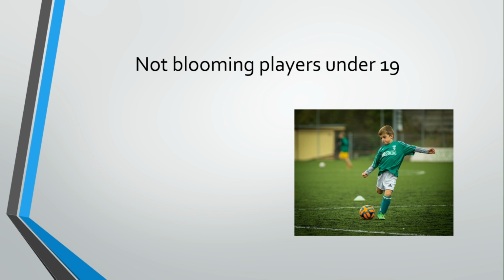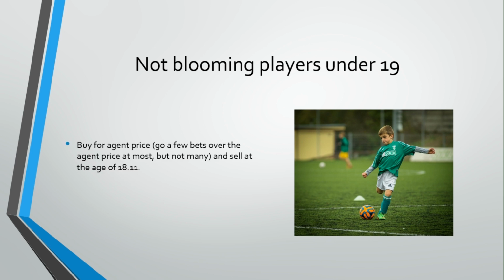And the other variation is to buy players who didn't start the bloom yet and are under 19 years old. In this case, we are talking about late bloomers or normal bloomers who will start blooming at the age of 19. And here, the idea is to buy for agent price or a few bets over, not too many, and sell at the age 18.11.